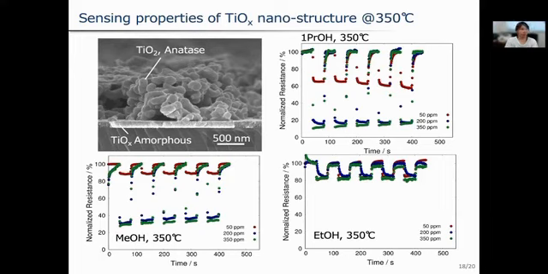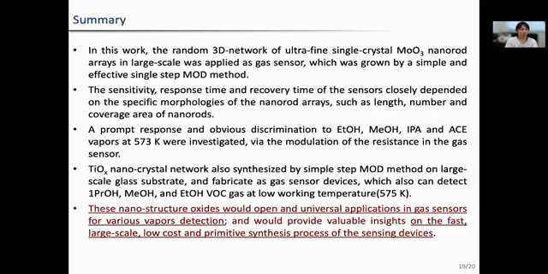Okay, time is over. I move to the summary of this study. In this study, a random 3D network of ultrafine single crystal MoOx nanorod arrays in large scale was fabricated as a gas sensor, grown by a simple and effective single-step MOD method.